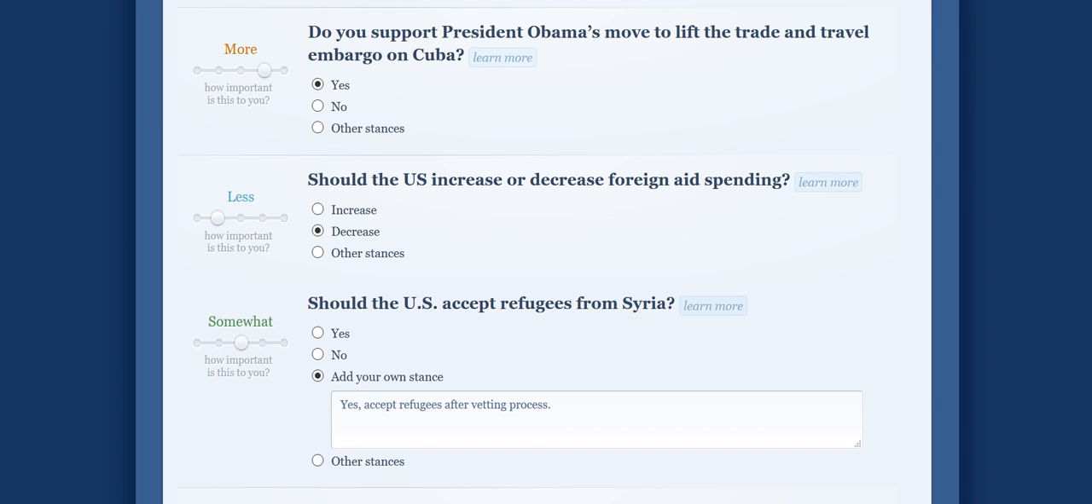I mean, $38 billion to Israel. I think they have universal health care. We don't even have fucking universal health care. Why are we giving you money? You give us money. So I would decrease it.